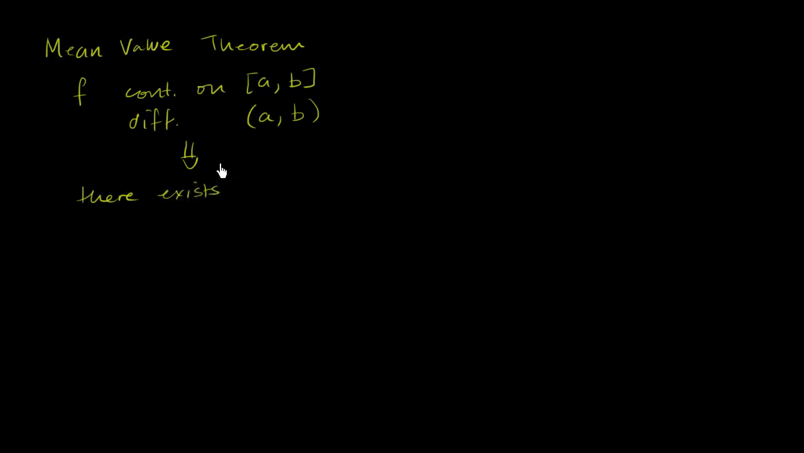some number, C, such that C is between the two endpoints of our interval. So such that a is less than c is less than b. So c is in this interval, and this is kind of the meat of it.